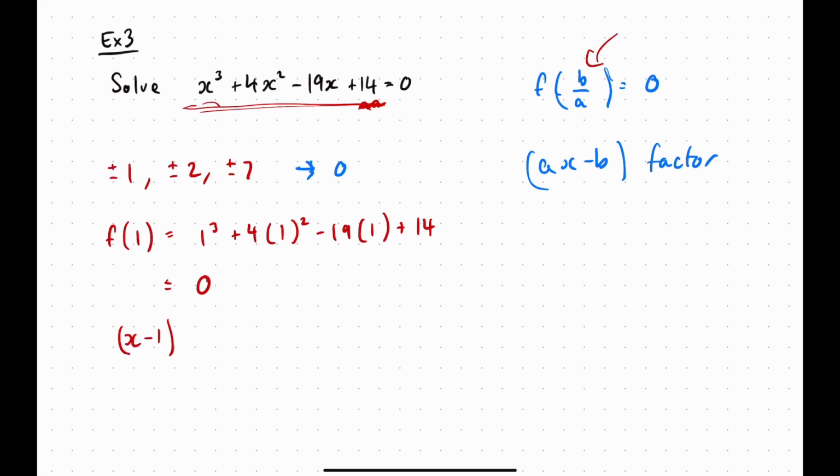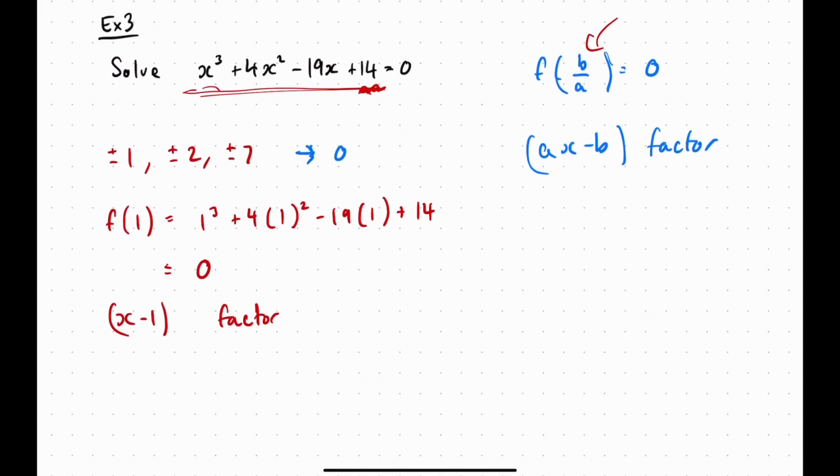Okay? Because if positive 1 gives me 0, then x minus 1 must be one of my brackets, because if I was to reverse engineer it, if I was to say x equals 1, then I would say that x minus 1 is 0, which is how we get our brackets. Okay? So now I know that x minus 1 is a factor. I can substitute that factor into a long division, or I can use the equating coefficients that we looked at a second ago.